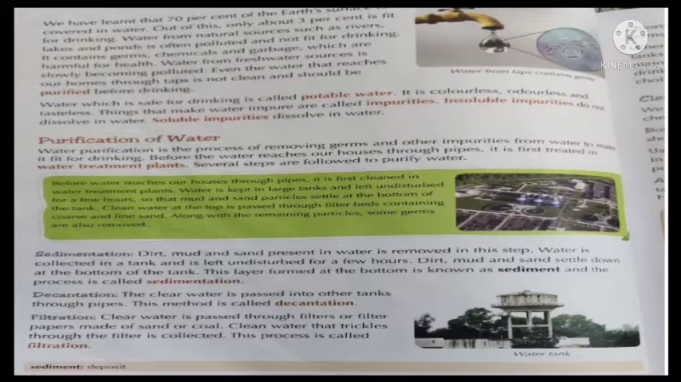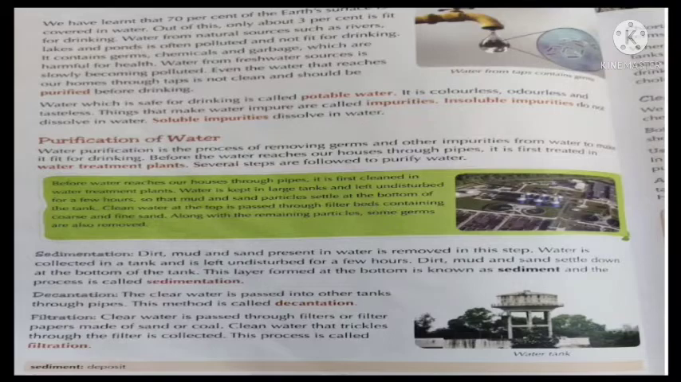We know that 70% of the earth's surface is covered with water, but only 3% is fit for drinking, which is found in rivers, lakes, ponds. But the water in the rivers, lakes and ponds is often polluted and not fit for drinking. It contains germs, chemicals, garbage which are harmful for health. Water from the freshwater sources is slowly becoming polluted.